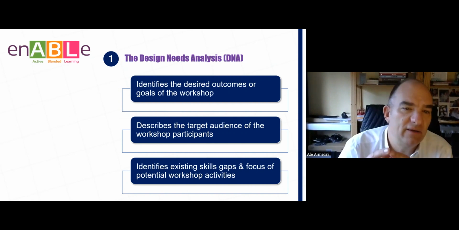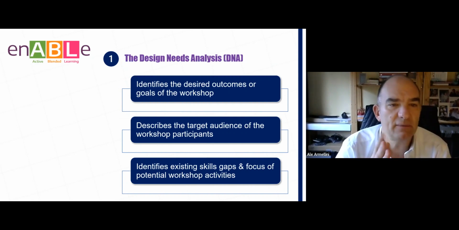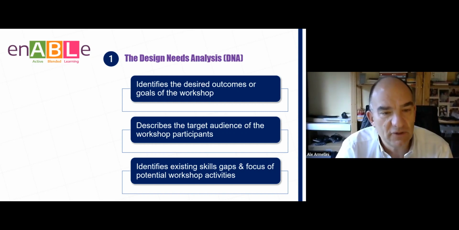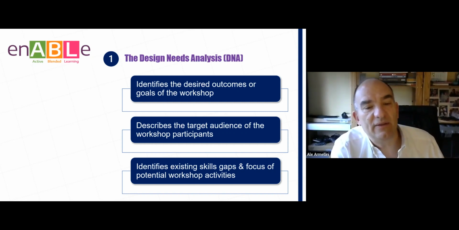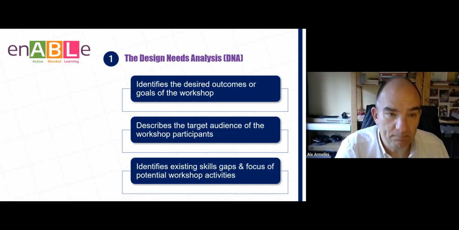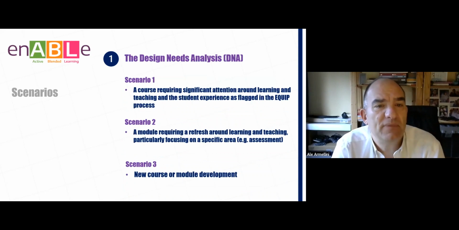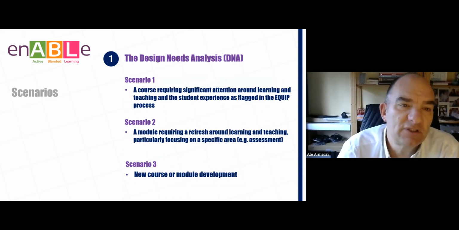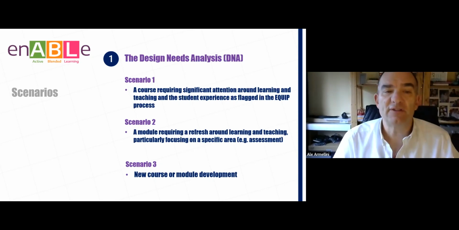So just as a quick summary of the DNA, that's what we do in the DNA. We identify the expected or desired outcomes for the workshop, identify and describe the target audience, and any gaps that we want to fill. The DNA also addresses a range of possible scenarios for colleagues to address.